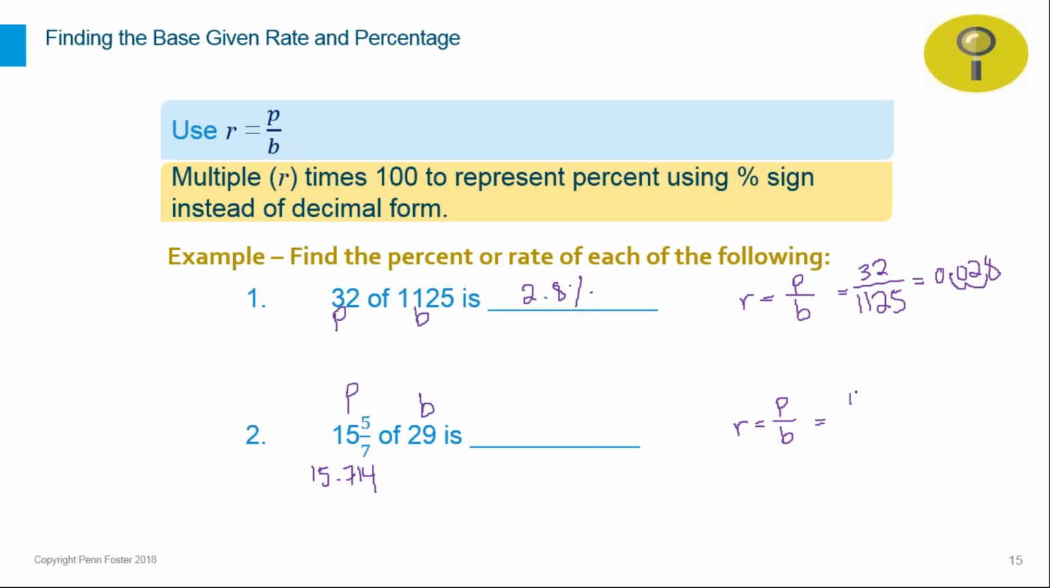So I'm going to do 15.714 over the base, which is 29. Divide, and it will give you the decimal form of the percent, which is 0.542. Multiply times 100, so the decimal switches two places to the right. Then your final answer is 54.2%. Any questions? Okay, let's move on to the next slide.